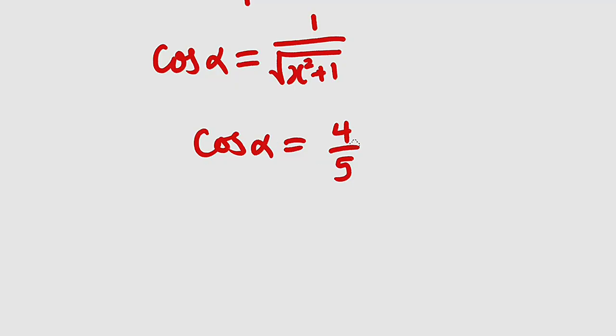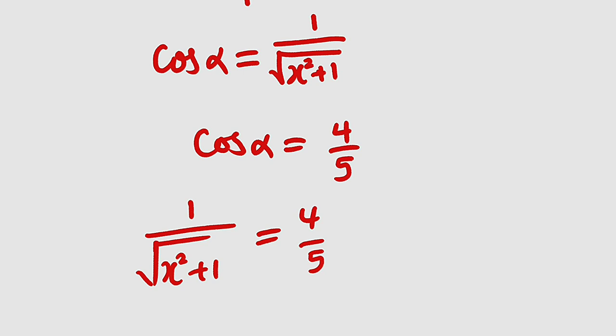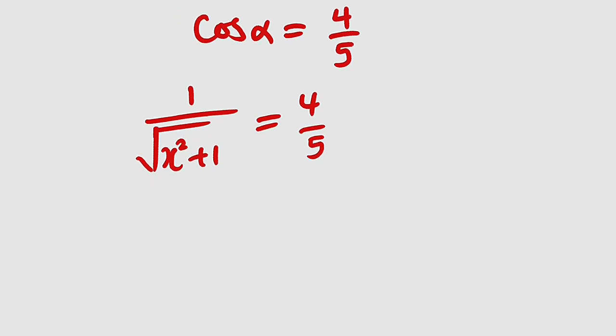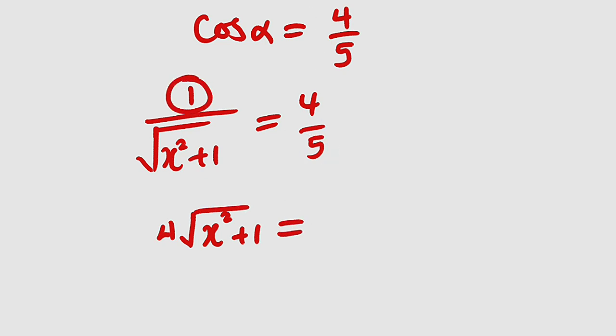So if cosine of alpha is this, we have 1 divided by the square root of x squared plus 1 equal to 4 divided by 5. From here, we can cross multiply. We have 4 times the square root of x squared plus 1 on the left, equal to 1 times 5 by cross multiplication, and that gives us 5.